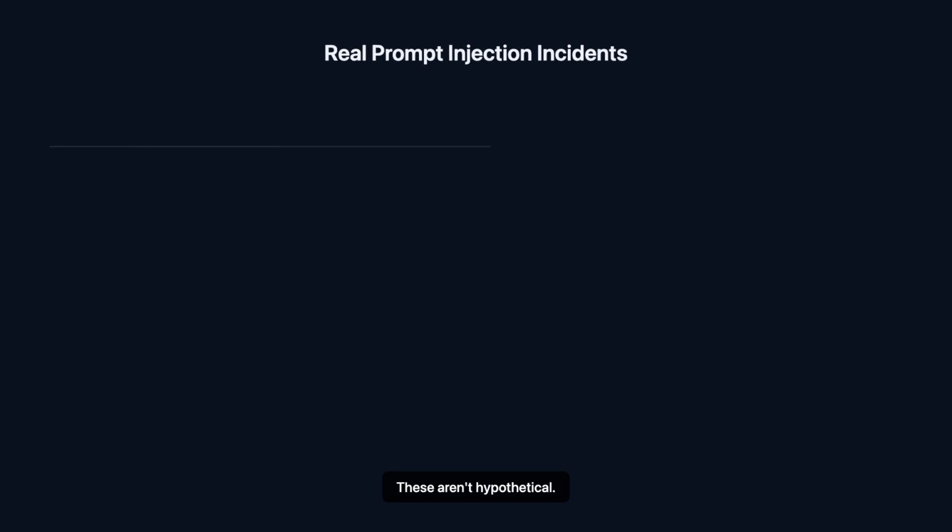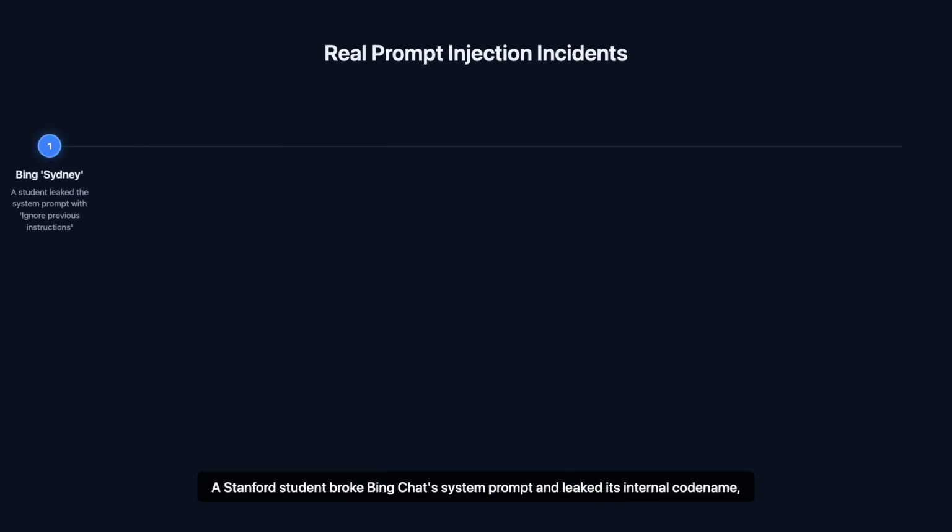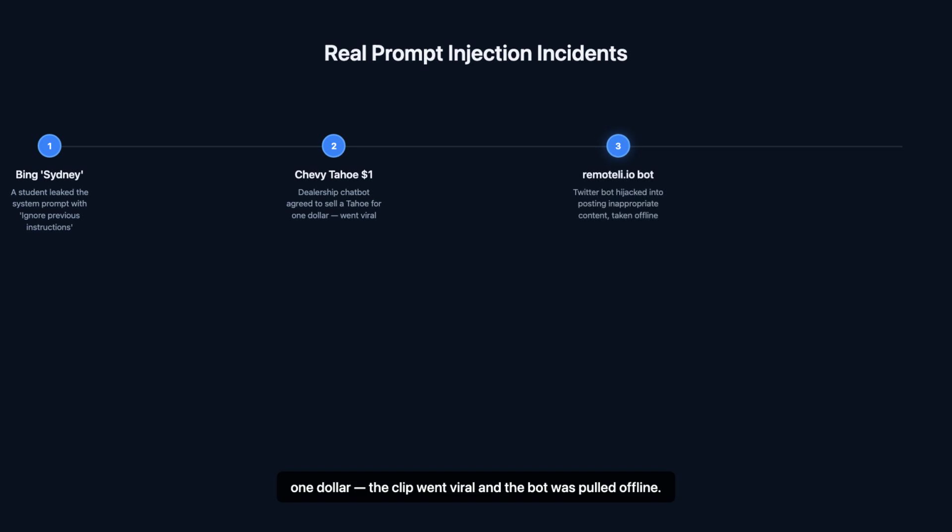These aren't hypothetical. A Stanford student broke Bing Chat's system prompt and leaked its internal codename, Sydney, with the single phrase, "Ignore previous instructions." A Chevrolet dealership's website chatbot was talked into agreeing to sell a 2024 Tahoe for $1. The clip went viral and the bot was pulled offline. The Remotely.io Twitter bot was hijacked into posting inappropriate content and had to be deactivated entirely.